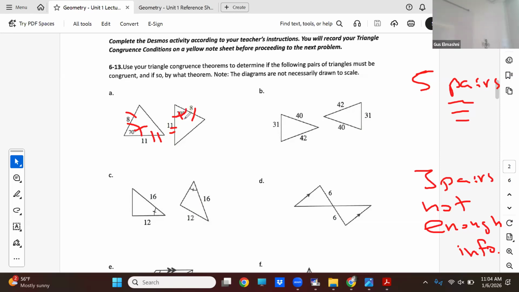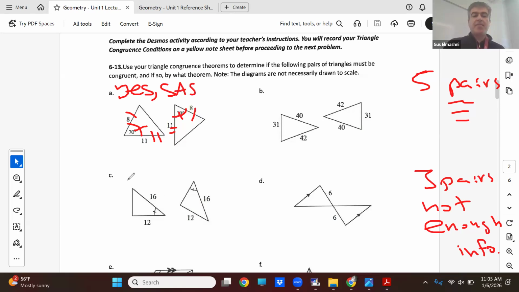Okay. So you have two pairs of sides that are the same? You do. Yeah. Do you have a pair of angles the same? You do. Is the angle between the two sides? Yeah. So what do you call that? SAS. No, but I'm confused about C. So that's yes. For C, how is the angle the same? They're the same, but you can't.